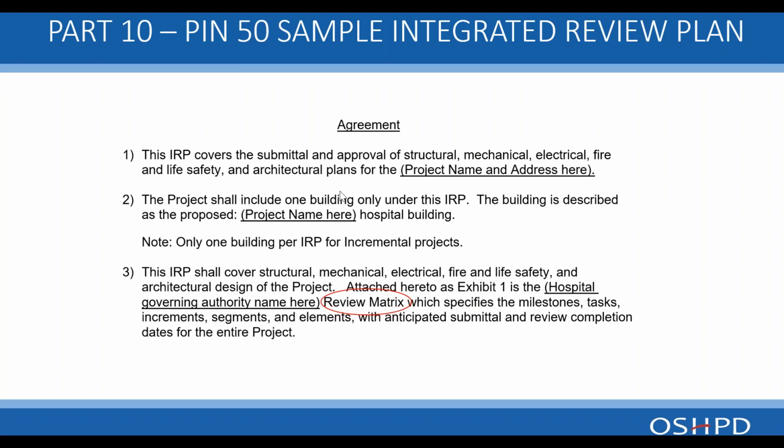The project shall include one building only under this IRP. That sometimes may be negotiable. The building is described as proposed, and you'll note that the integrated review plan has an attachment which includes the review matrix. So the review matrix and the project schedule are a part of the integrated review plan and must be submitted at the same time. And this must be acceptable prior to approving the integrated review plan.